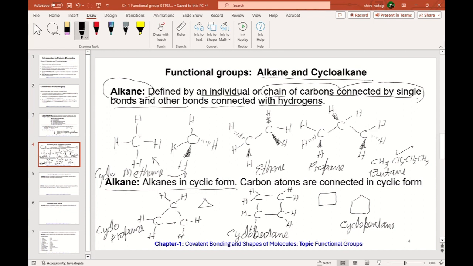Let's draw a nice structure where we can see all sides nicely. So this will be, still my hand is shaking, cyclohexane. So this is the structure of cyclohexane.